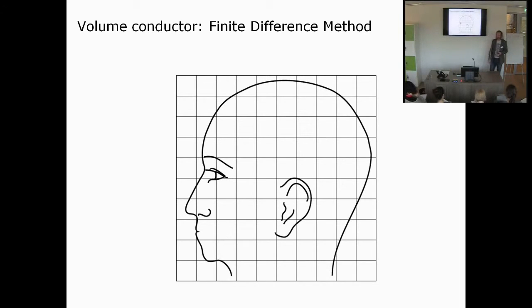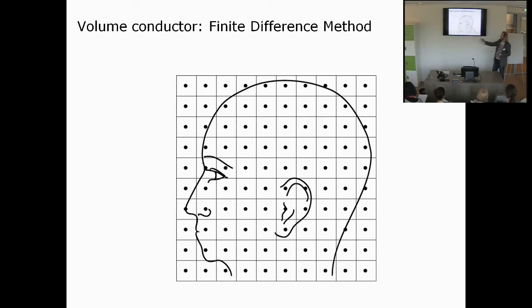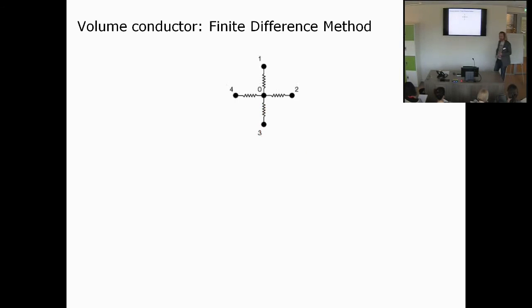If we look at the finite difference method, then what we do is we describe the brain, or the head, in terms of voxels, in terms of small cubes. In each cube we describe the center, and we can look at this cube and its neighbors. If you consider such a cube, you can imagine the cube being connected with its neighboring cubes with a small resistor. Basically the whole head consists of these elements that have some resistivity to their neighbors.